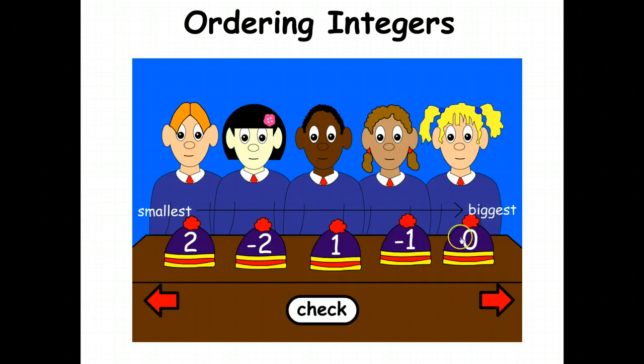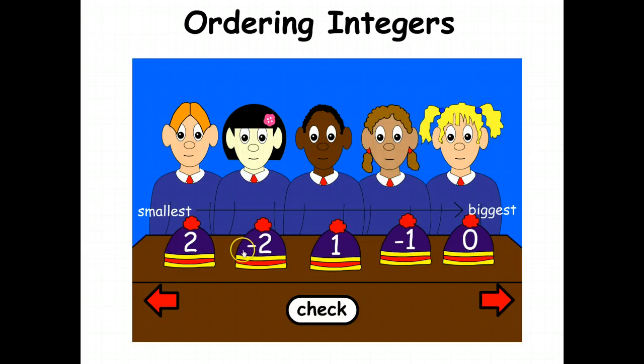Each of these hats has an integer on it, and what you have to do is put the hats on the people's heads from smallest to biggest. You can't actually do that at home, so what you should be doing in your exercise book is writing down those 5 numbers from smallest to biggest. So stop the video and have a go, and then check your answer against mine.